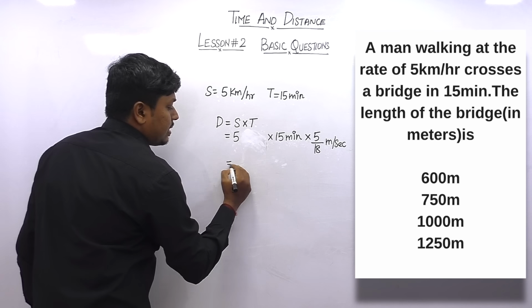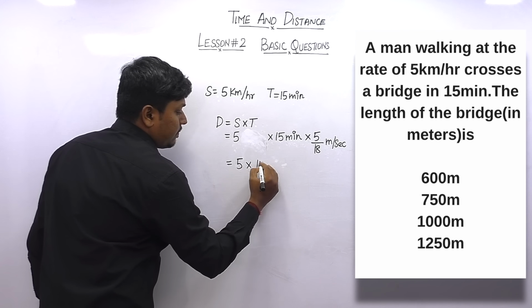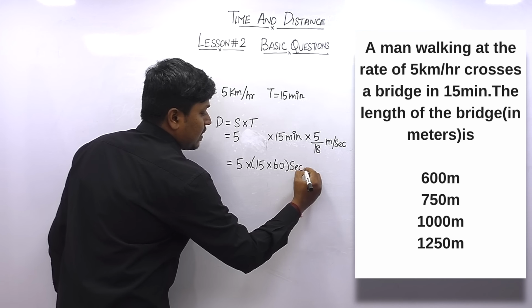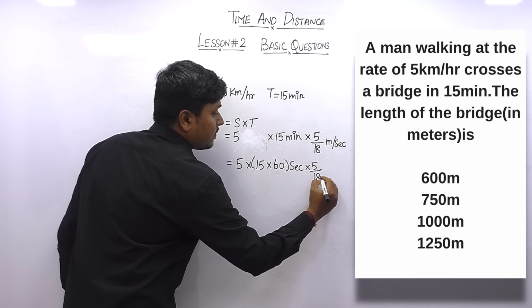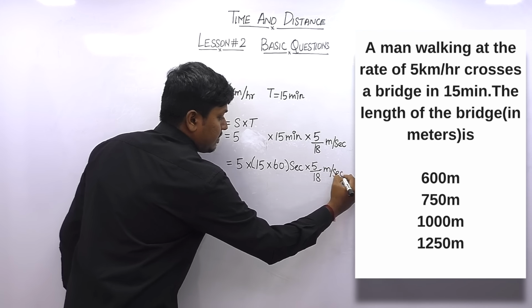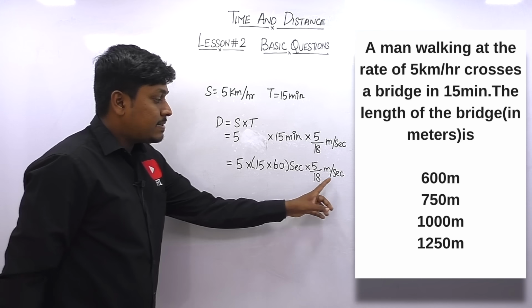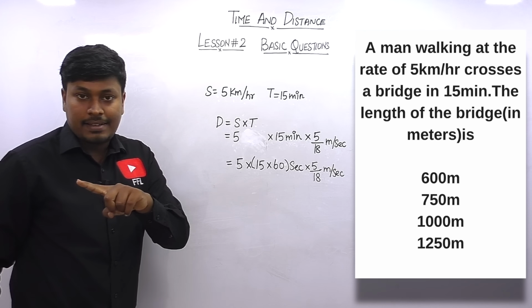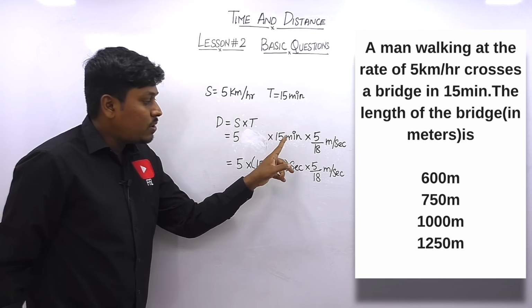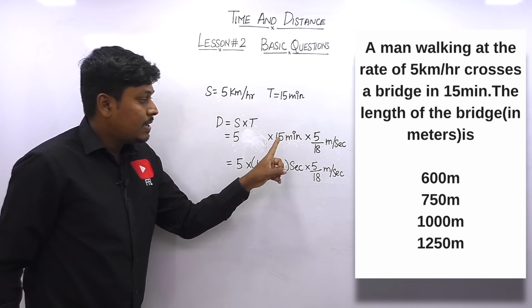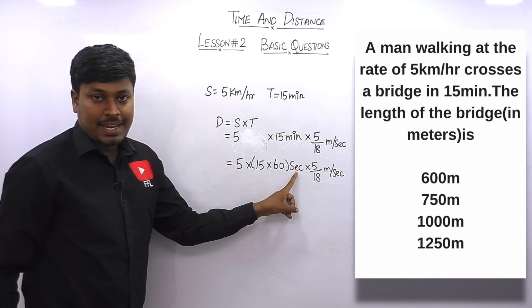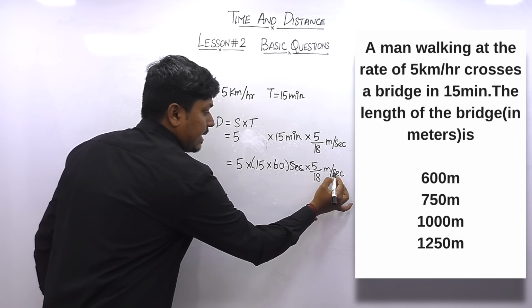So let me do one thing. So 5 into 15 into 60 seconds. So friends, got it? Why did I multiply this 15 minutes by 60? Because our target is to cancel these seconds. And remember that in 1 minute we have 60 seconds. Here 15 minutes. If you want to convert these minutes into seconds, then 15 minutes into 60. The resultant answer will be in terms of seconds. Now you can cancel second and second.